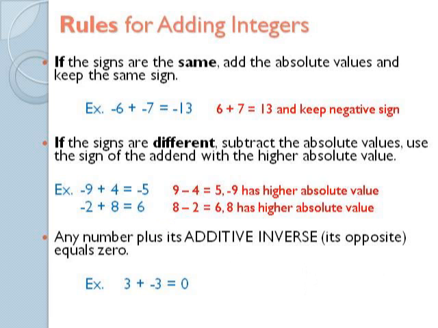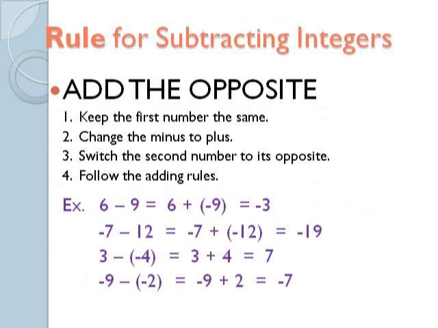Okay, so now, the rules for subtracting integers. It's called adding the opposite. Okay, so this is what we do. We keep the first number the same. So if we have 6 minus 9, we're going to keep the 6. We're not going to change it. We're going to change the minus sign to a plus sign. So you can see here, we've taken this minus sign and changed it to a plus sign. The third step is to change the second number to its opposite. This is a positive 9, so here we've changed it to a negative 9.